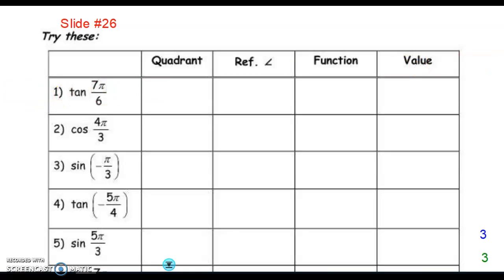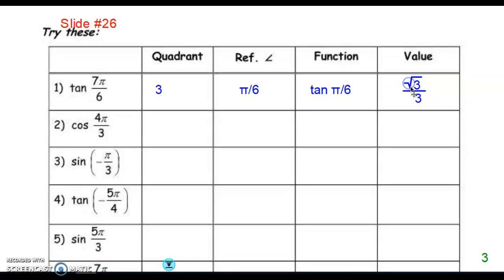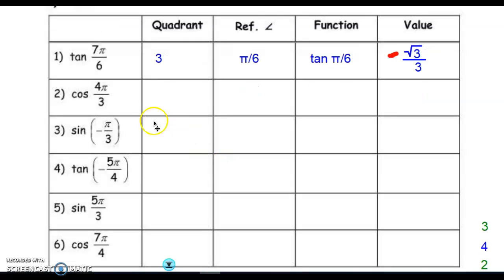Here we go. So tangent of 7 pi over 6, that leads us into the third quadrant. It's pi over 6 as a reference angle. So the tangent of pi over 6, which is a tangent of 30 degrees, which is the hardest one of them all. And guess what? Tangents in the third quadrant, we're going to give this a little old negative here. There you go.